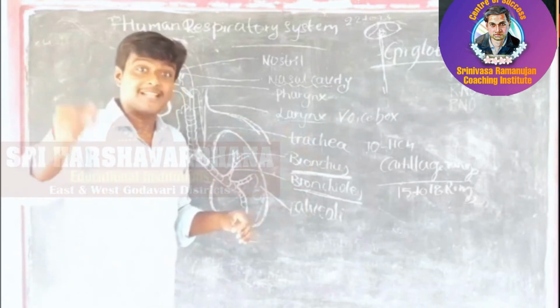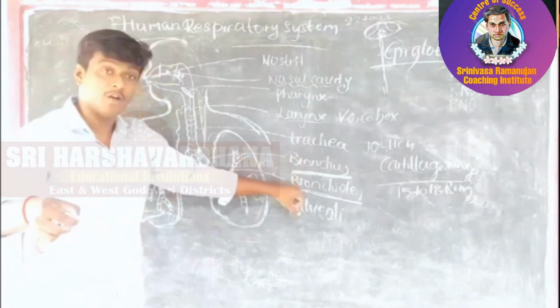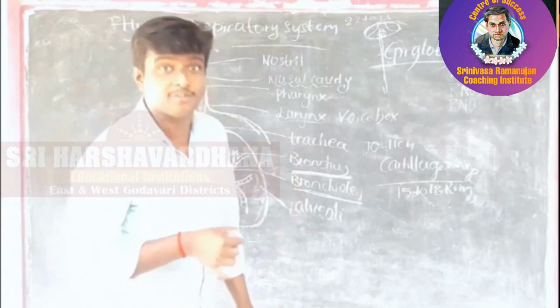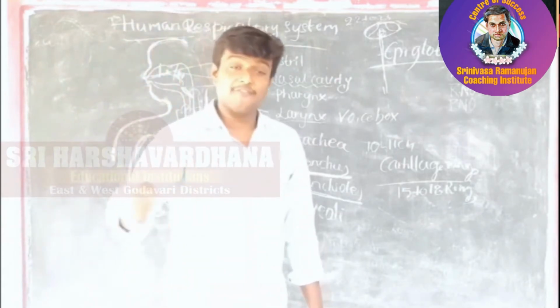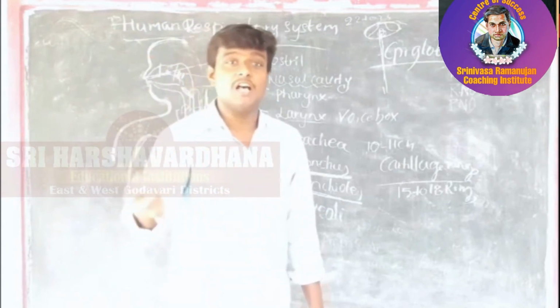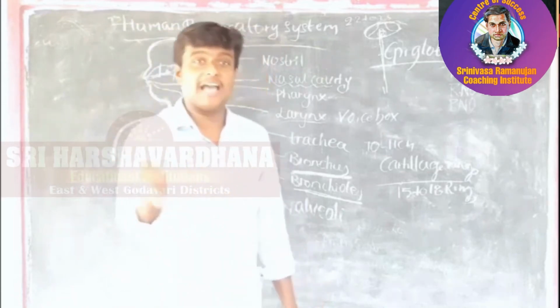How many times do they divide? First the trachea onwards to bronchus, and from bronchus onwards to bronchioles. After the bronchioles, how many times will it be divided? Approximately 7 times. And for each one they have names: primary bronchioles, secondary bronchioles, and the next one is the primary alveolus.